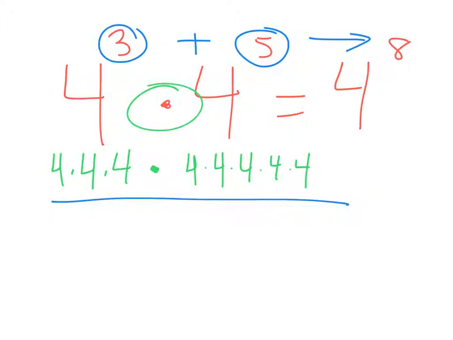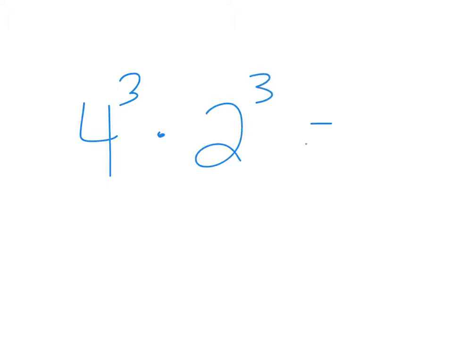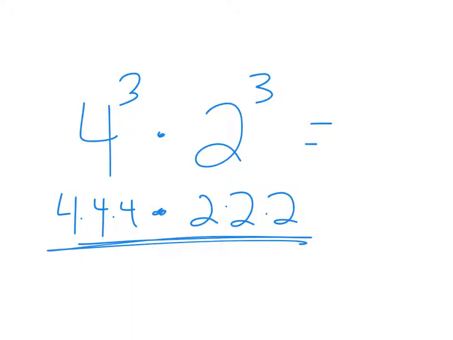And again, that would not work if they were two completely different bases. If I had, say, 4 to the third power and I was multiplying it by 2 to the third power, that wouldn't work because this is 4 times 4 times 4 and this is 2 times 2 times 2. Two completely different things going on here. So when we multiply these, it's not like we have one long multiplication problem of the same number anymore. So that product rule doesn't work if the base is not the same.